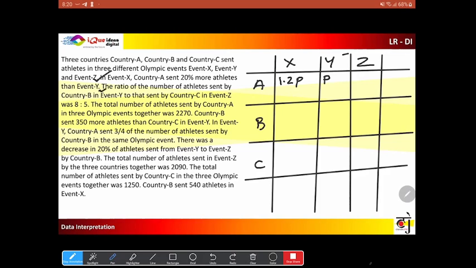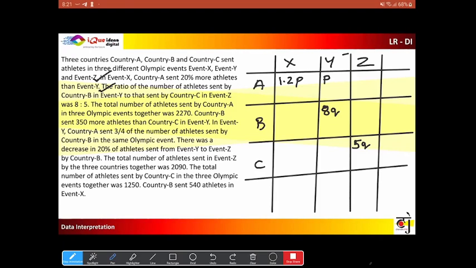Okay. Next, the ratio of the number of athletes sent by country B in event Y to that sent by country C in event Z is 8:5. So can I now say that B sent 8Q in Y and C sent 5Q in Z? And I have to take another variable because I don't know कि जो 1.2 P and P है वो सेम नंबर्स है कि नहीं. सो वेरिएबल्स में कंफ्यूजन में सब में सेम वेरिएबल नहीं लूंगा. So the ratio of the number of athletes sent by country B in event Y to that sent by country C in event Z is 8:5. So 8Q and 5Q. यहां तक कोई तकलीफ दुख दर्द नहीं.